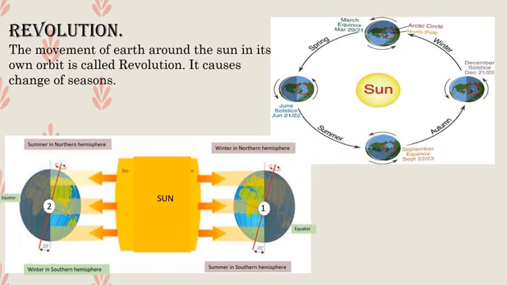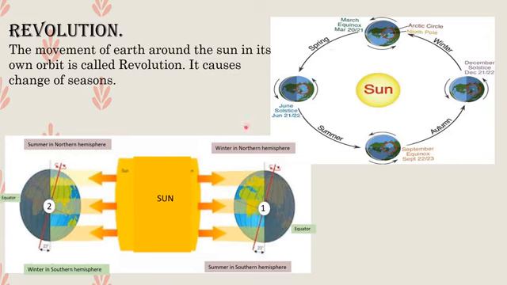The second movement of Earth is in its own orbit. The movement of Earth around the Sun in its orbit is called revolution. Revolution causes change of seasons on the Earth. The shape of Earth's orbit is not round. It's oval in shape. As you can see in this image, it's oval. And different positions of Earth in its orbit result in different seasons.